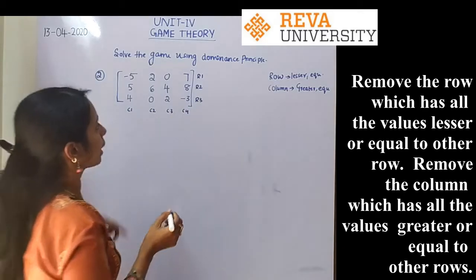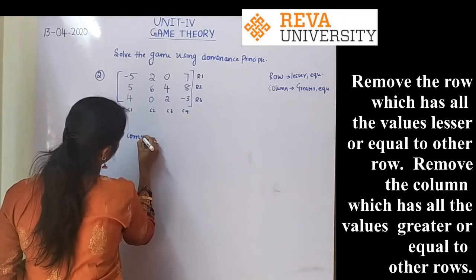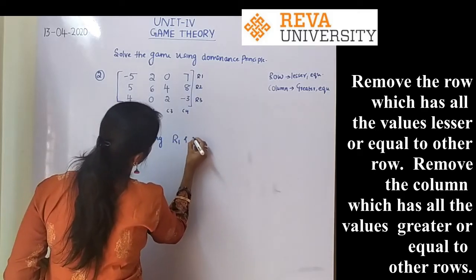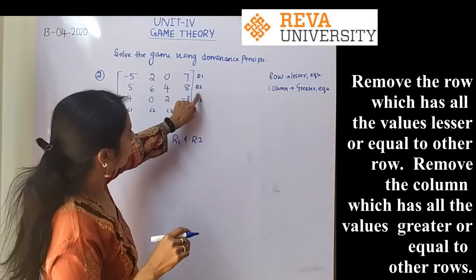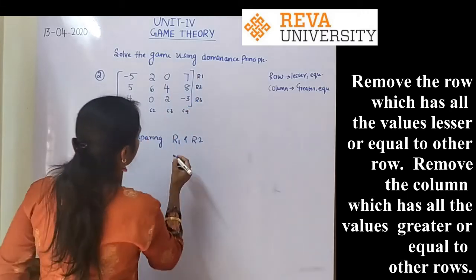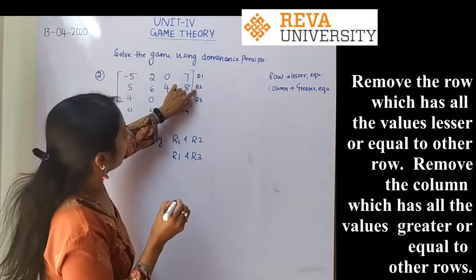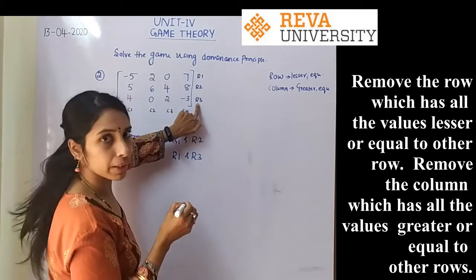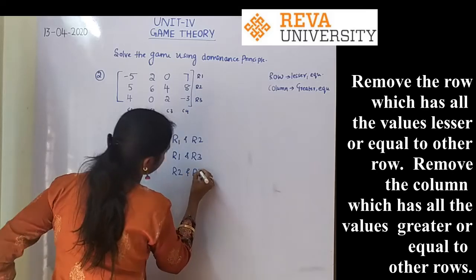Now we'll start comparing. I will write all the possible combinations. R1 can be compared with R2, R1 can be compared with R3, then R2 can be compared with R1, which is already done, and then R2 can be compared with R3.